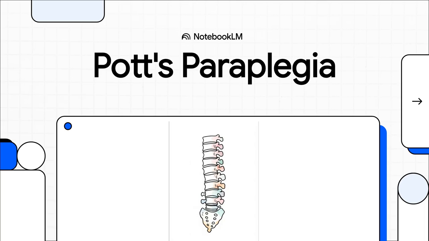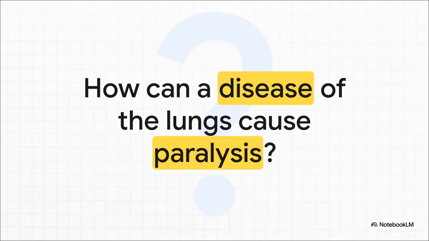Today we're diving into something that's pretty rare but incredibly serious. It's a condition that connects a disease many of us have heard of, tuberculosis, to an outcome that is just devastating: paralysis. Yeah, you heard that right. We're going to follow the journey of this disease from the lungs all the way to the spine and figure out exactly how this happens. So, let's just get right to it.